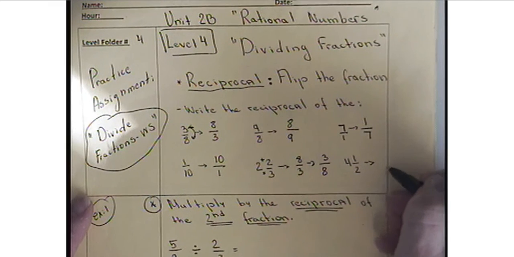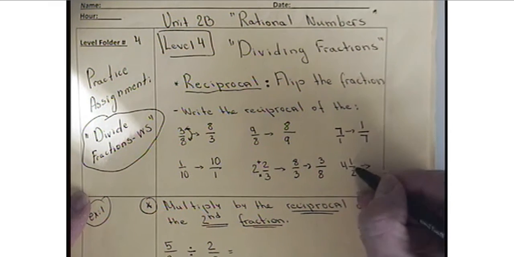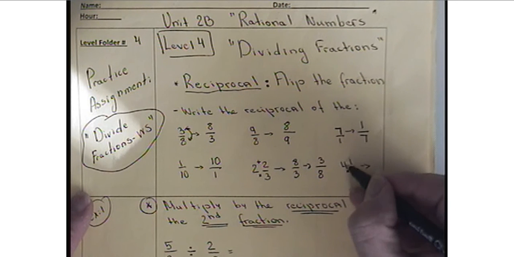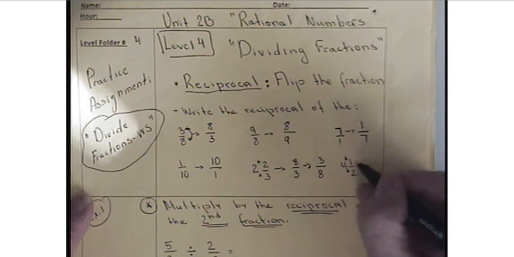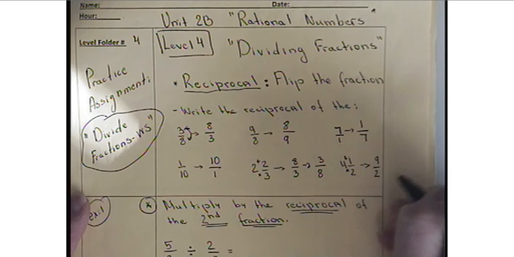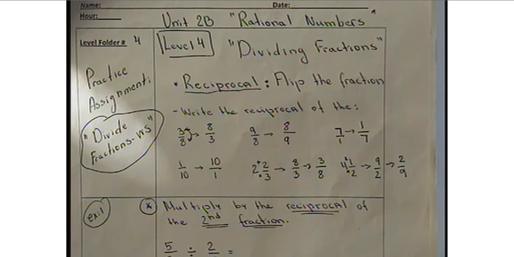Last example similar to those is 4 and 1/2. As an improper fraction, this will be 4 times 2, 8 plus 1, 9 over 2, and the reciprocal is 2 over 9. Easy, right? So every time we talk about the reciprocal of a fraction, that's what we need to do. We need to flip the numbers to get the reciprocal of the fraction.